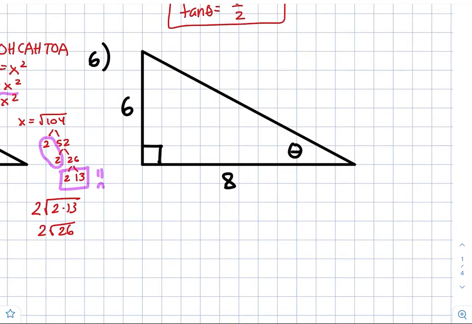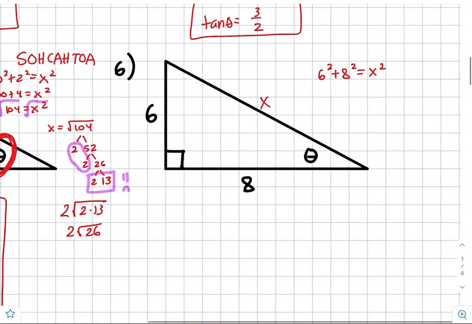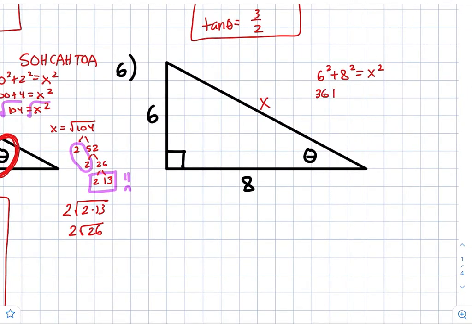Number 6, again, we gotta find the side length. 6 squared plus 8 squared equals x squared. Remember, a squared plus b squared equals c squared for Pythagorean theorem. 36 plus 64 is equal to x squared. 100 equals x squared. Square root both sides, and we get x is equal to 10. So this, you guys, is a value of 10.